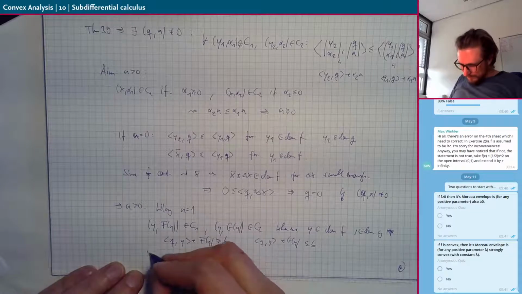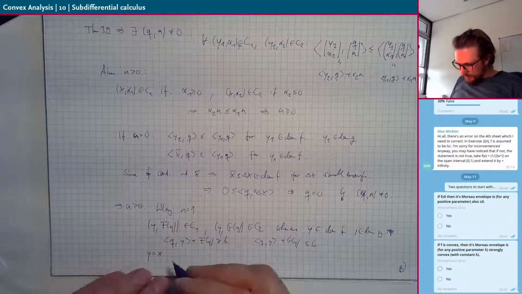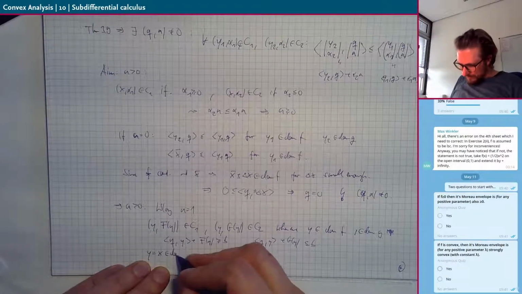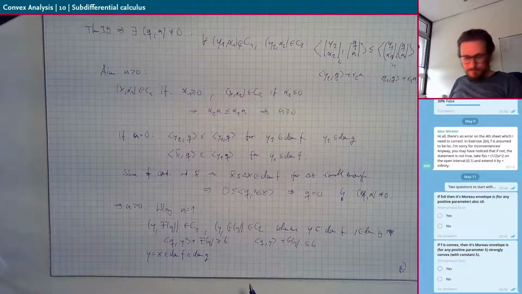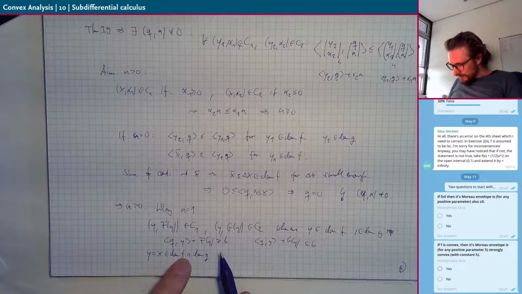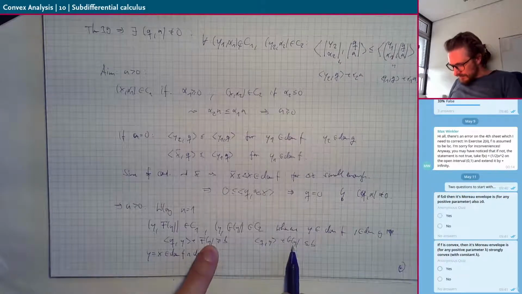So because we can take y equal to this one x, which is in both of them, which is in the domain of f intersected with the domain of G. If we take that, then you see these guys here.